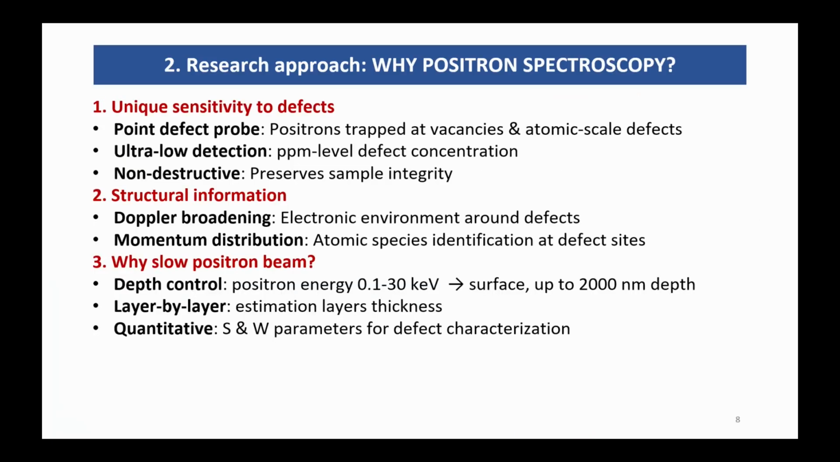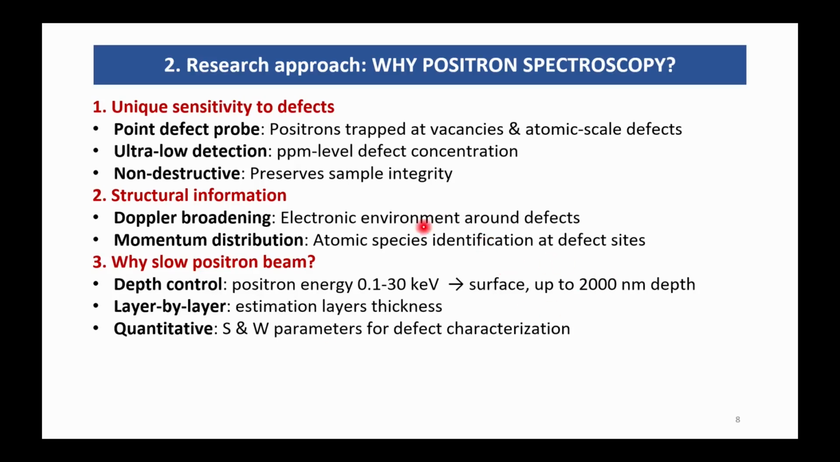Second, we see that positron spectroscopy is quite sensitive to defects. That means the positron can trap at the vacancy site, and we can see atomic-scale defects. We can detect at the ppm level, which is ultra-low detection, and this is a non-destructive method. We can get the electronic environment with Doppler broadening, and with momentum distribution analysis, we can do atomic species identification at the defect site.